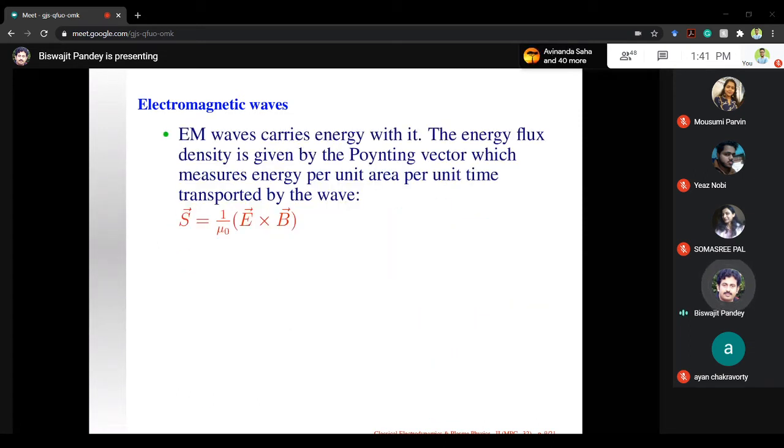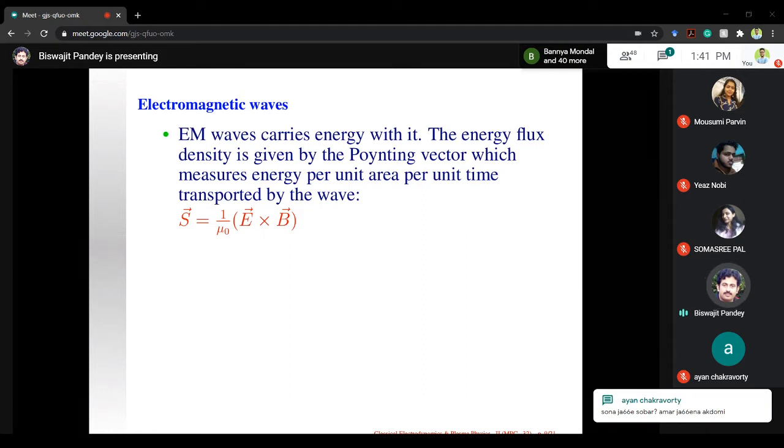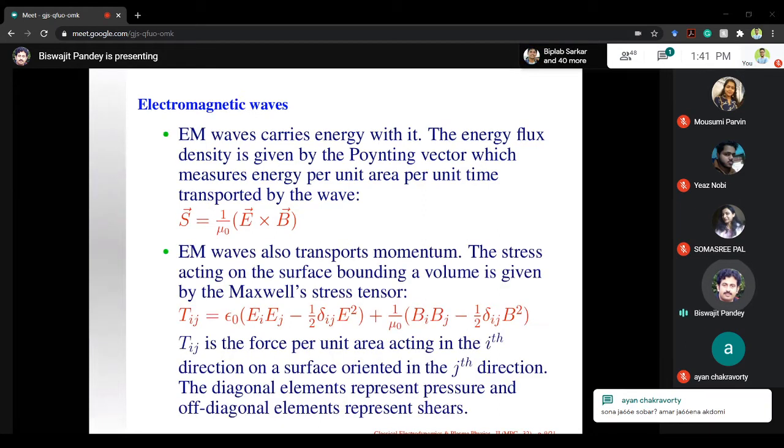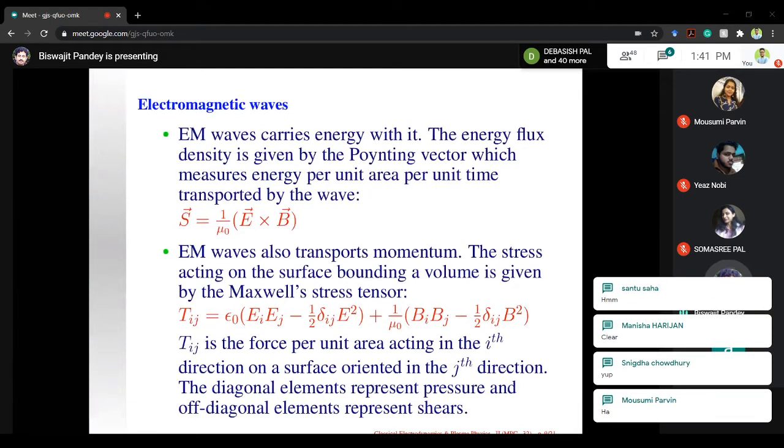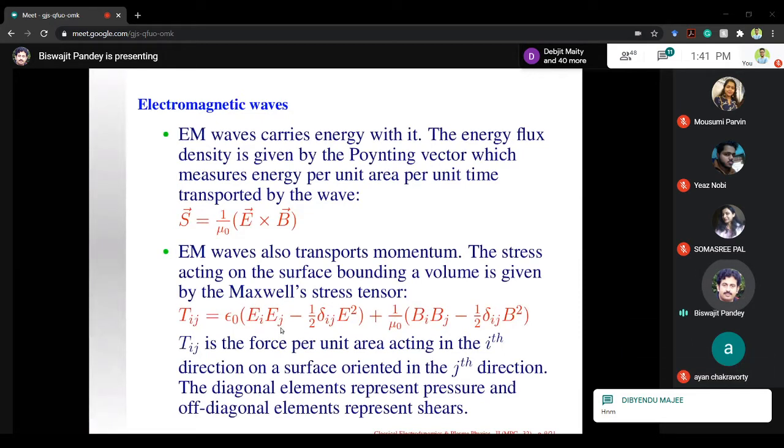Then we talked about the energy density and flux density of electromagnetic waves, because they can carry energy from one place to another, which can be expressed in terms of the Poynting vector. And we have also discussed that electromagnetic waves can transport momentum, and this can be quantified in terms of the Maxwell stress tensor T_ij, written in this way. Someone asked me how one can arrive at this expression. Maybe I can discuss this in a separate class.